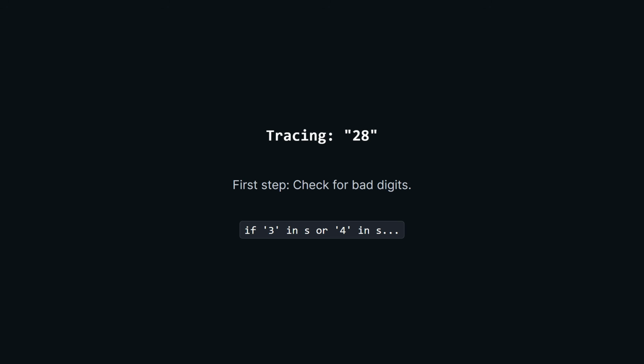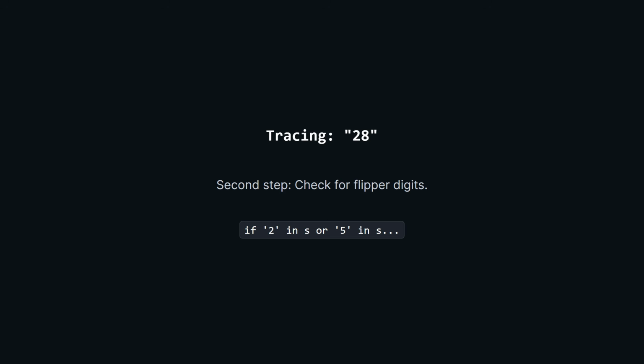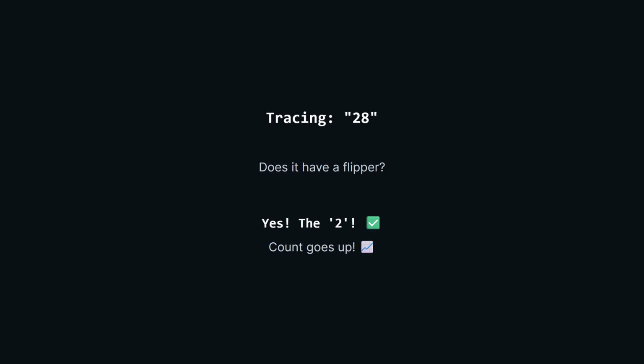The first thing our code does is scan the string 28 looking for any bad digits. It doesn't find a 3, 4, or 7. So 28 survives the first trap. Next, the code scans it again, this time hoping to find at least one flipper digit to guarantee the number changes. It spots the 2 right at the front. Because it survived the bad digits and contains a flipper, the code safely adds 1 to our total good count.